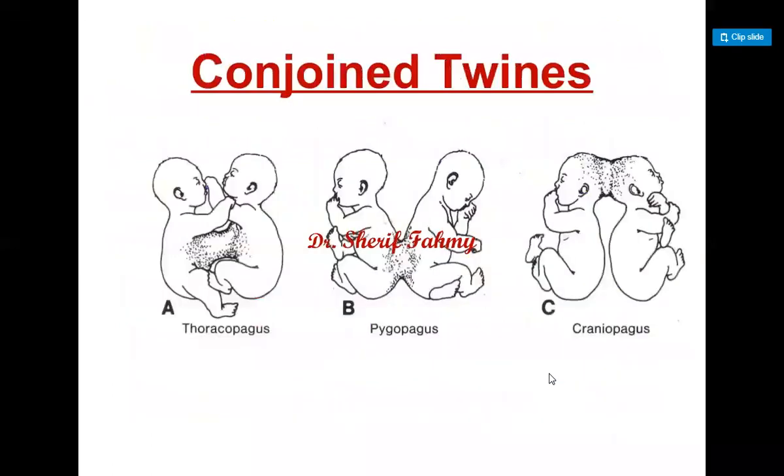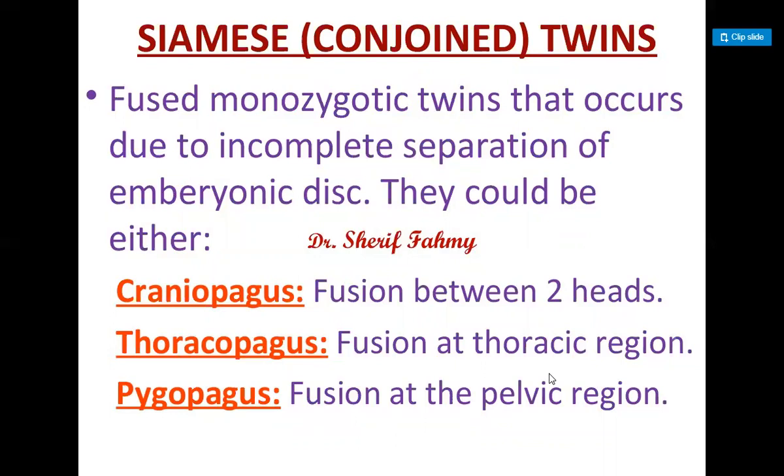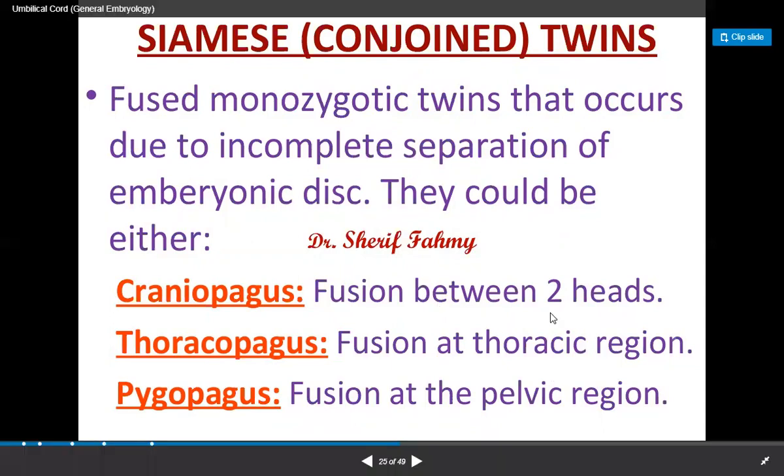And what it leads to is symmelia, or conjoined twins: fused monozygotic twins that occur due to incomplete separation of the embryonic disc. They could be either craniopagus, thoracopagus, or pyopagus. What happens is fusion at the head, or fusion at the thoracic region, or fusion at the pelvic region.